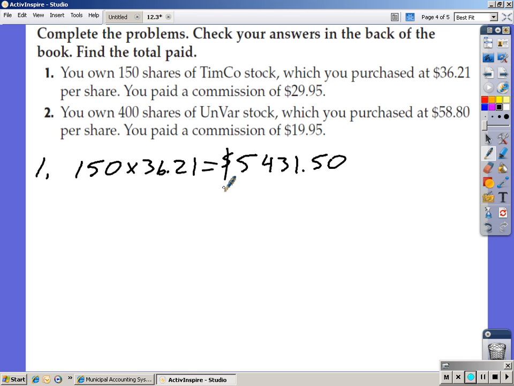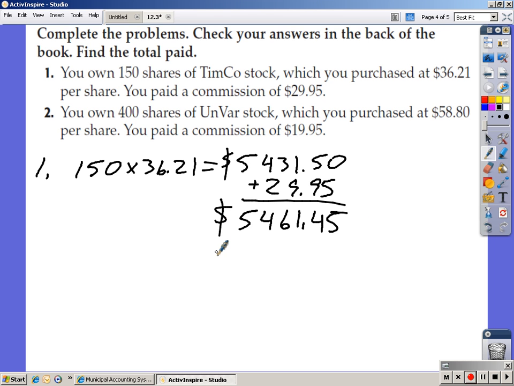Paid a commission of $29.95. Add your commission in, and your total paid for the stock is $5,461.45.